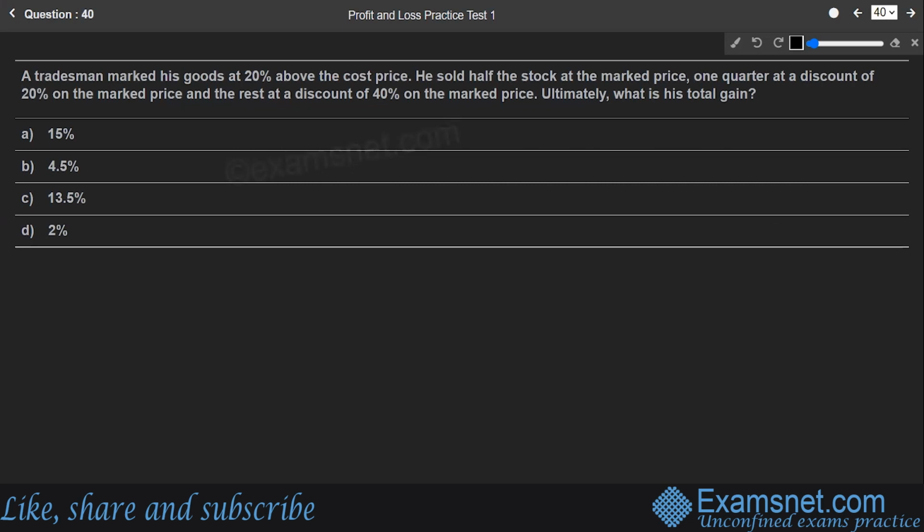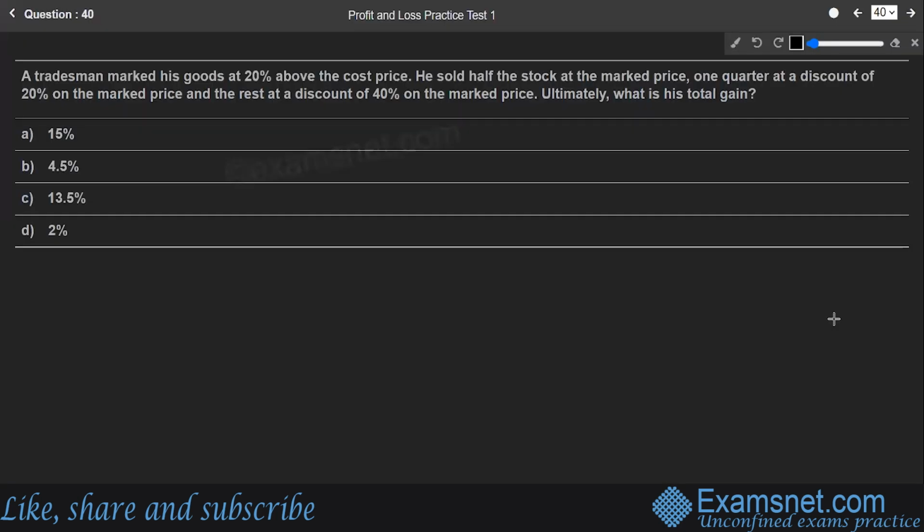Now, a tradesman marked his goods at 20% above the cost price, and he sold half the stock at the mark price, 1/4 at a discount of 20% on the mark price, and the rest at a discount of 40% on the mark price. Ultimately, what is the total gain? So he has distributed. Now, the question says a tradesman marks his goods at 20% above the cost price. Okay, he sold half of the stock at mark price, 1/4 at a discount of 20% on the mark price, and the rest at a discount of 40% of the mark price.